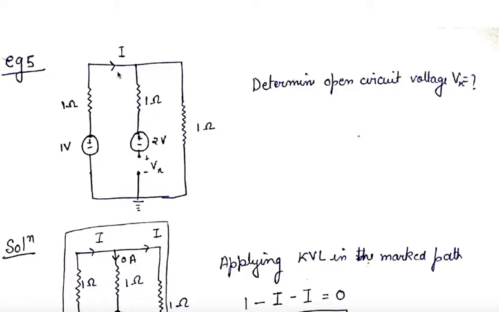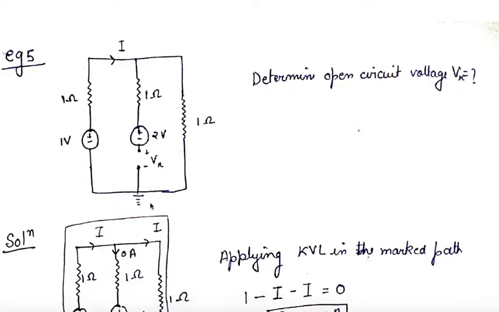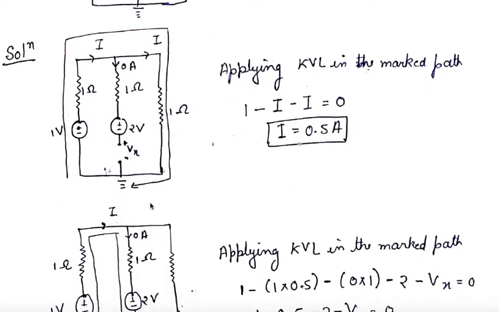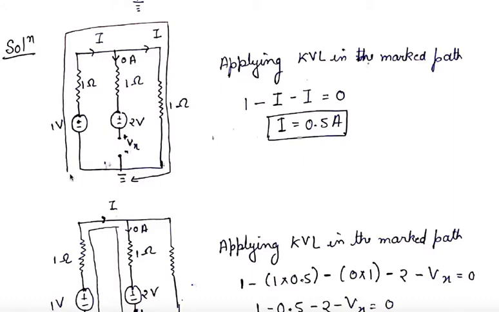So first we will determine the value of I before finding the value of Vx. We will apply KVL here. We will trace our path from here to here till the ground. So again we will redraw the circuit and we have marked our path. Now we'll trace it. We have started from here, from negative to positive. Our voltage is 1 volt.